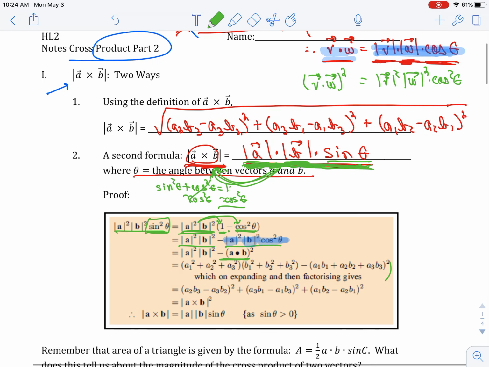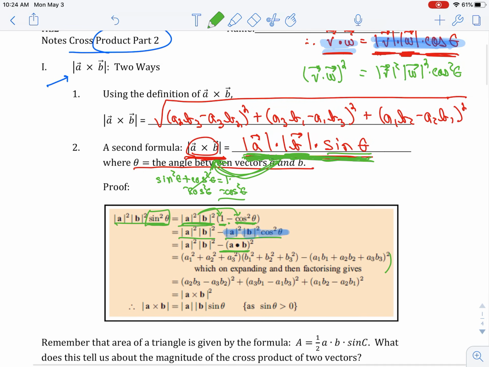Okay, it's just a and b instead of v and w. So it's the square of the dot product. All right, then what they did is they actually went to the component form. They didn't say this, but we are taking vector a to be a sub 1, a sub 2, a sub 3, and vector b to be b sub 1, b sub 2, b sub 3.